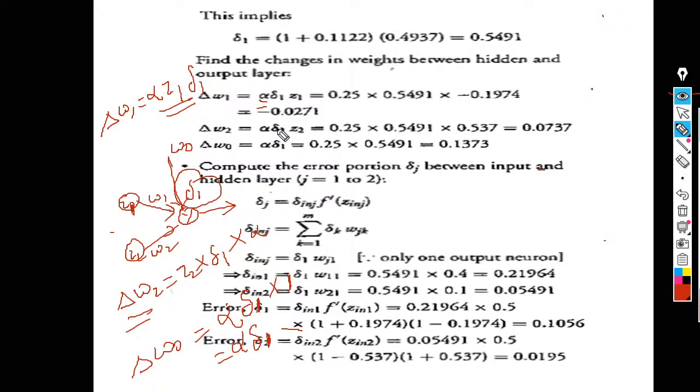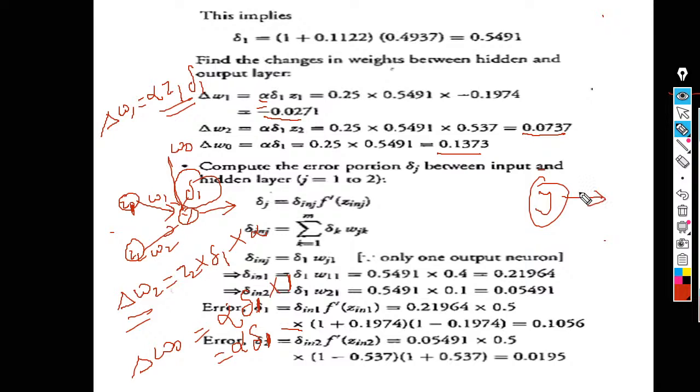If you see here, delta w1 is calculated as minus 0.027, then delta w2 is calculated as 0.0737, and delta wo is calculated as 0.1373, right? Now this task is done. At the output side, the task is done.